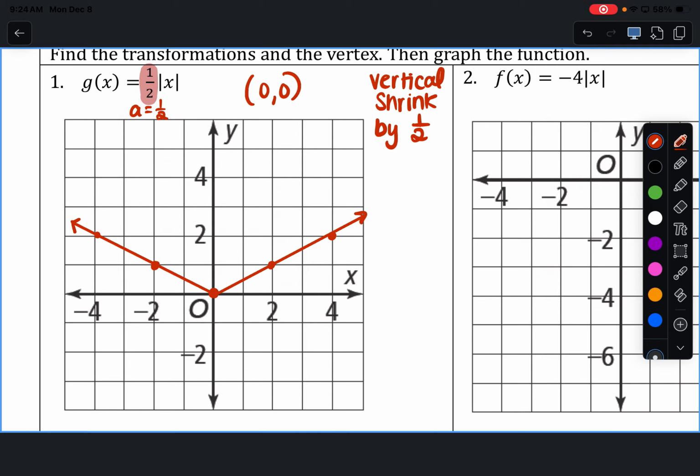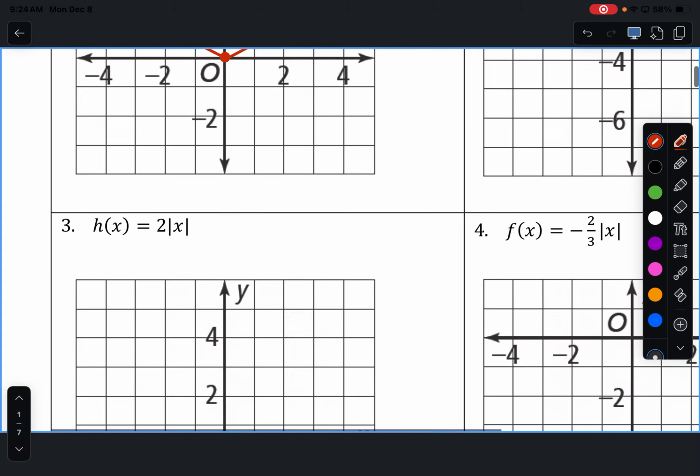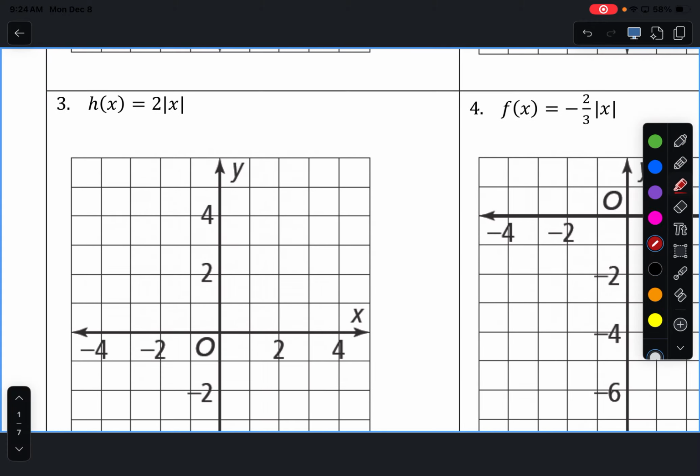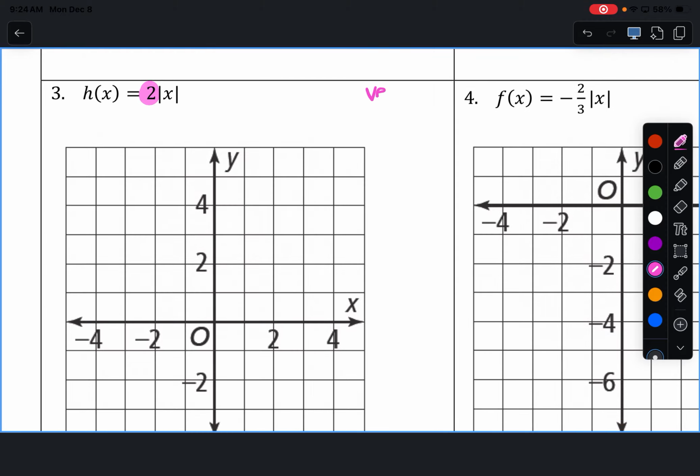Now, we're going to look at number 3. For number 3, we have a 2 in the very front. What type of transformation does that cause? Vertical stretch. It is specifically a vertical stretch by a factor of 2. So for this problem, does that affect our vertex? No. If you remember, it does not affect where our vertex is located. So where is that at? 0, 0.